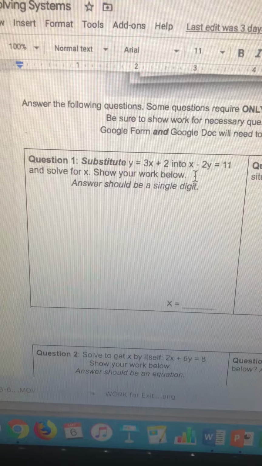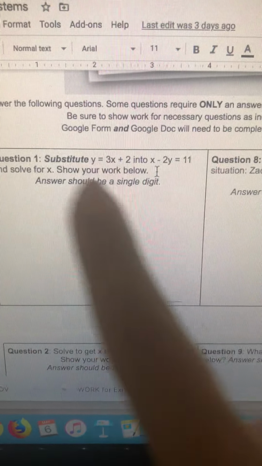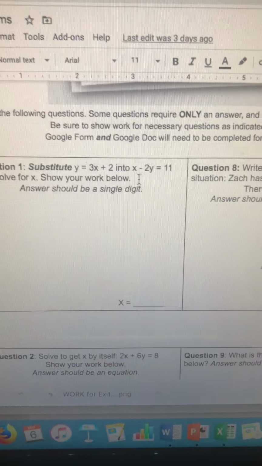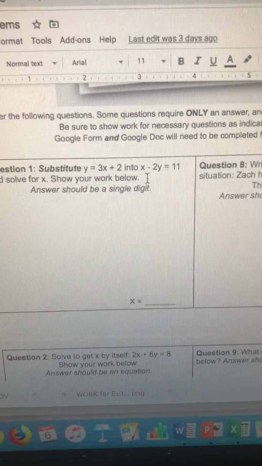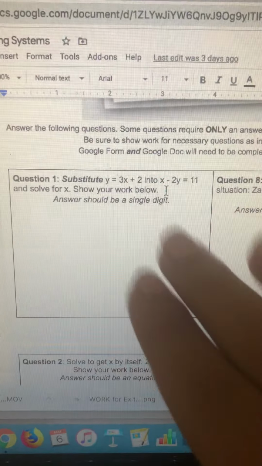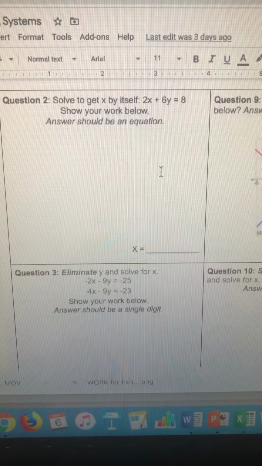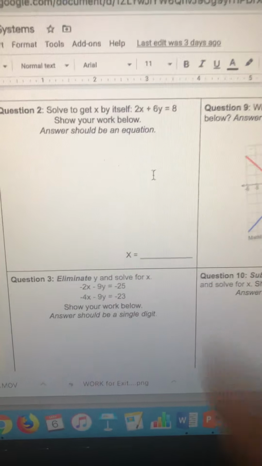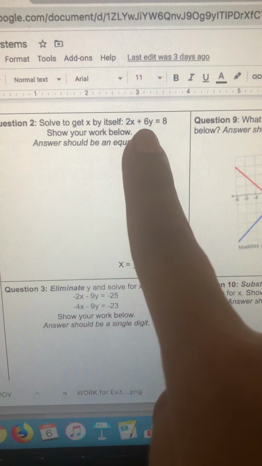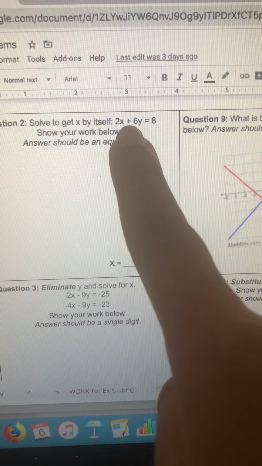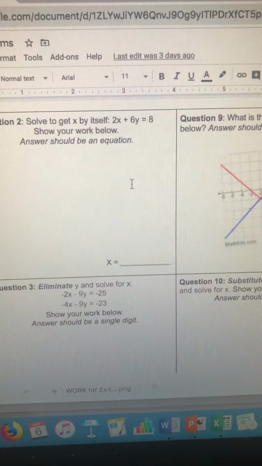So that was just modeling the first problem. It wasn't the exact problem, so please do not put the answer as negative 5.6. That is not this problem. I just did one similar to it. If you keep going, you'll see question 2 says solve to get x by itself. So this is the equation. This is kind of like a literal equation. They want you to just isolate x. So if I had something like this, I'll just make it up.